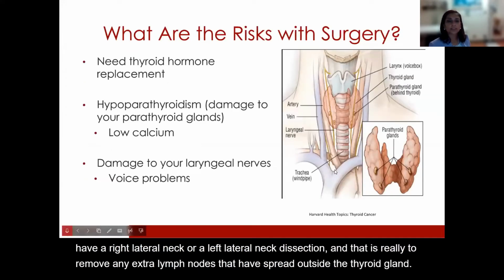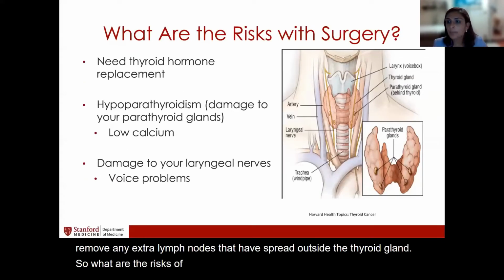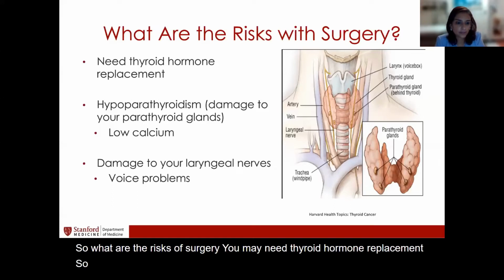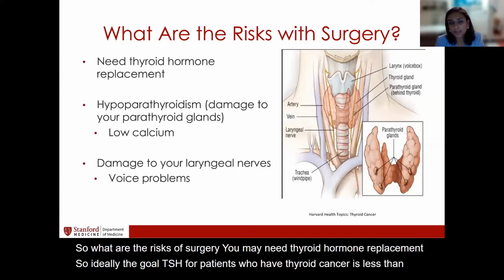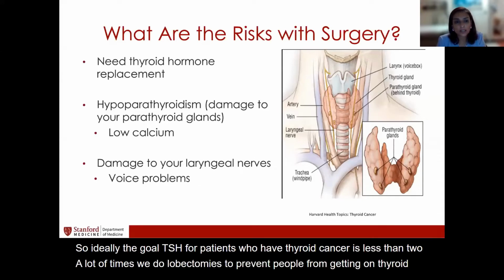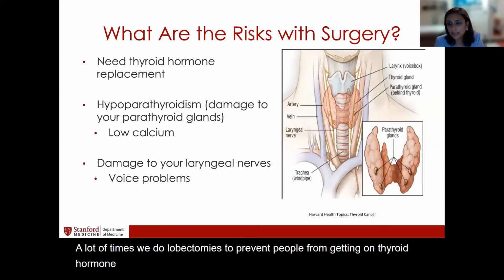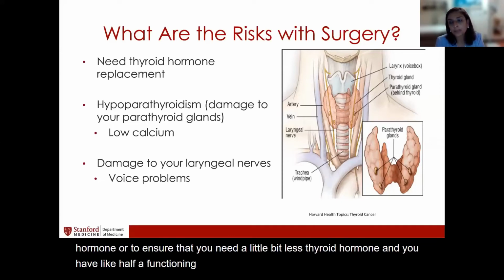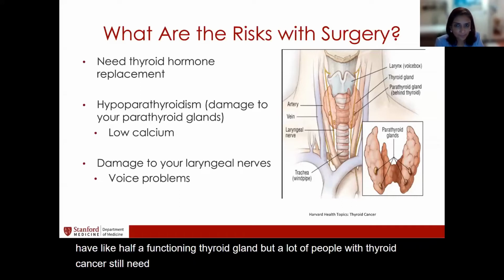So what are the risks of surgery? You may need thyroid hormone replacement. Ideally, the goal TSH for patients who have thyroid cancer is less than 2. A lot of times we do lobectomies to prevent people from getting on thyroid hormone, or to ensure that you need a little bit less thyroid hormone and you have half a functioning thyroid gland. But a lot of people with thyroid cancer still need thyroid hormone replacement.